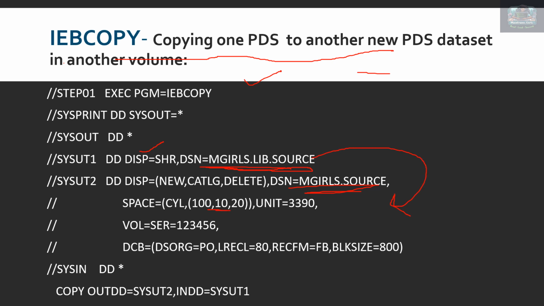This is some type of backup, or if you want to work on a new member and you don't want to disturb the old member, then you can do this, because there will be many PDSs where you don't want to disturb the original source file. So you can move it to this file, and this is the COPY parameter which you use. You say OUTDD, meaning to where the data should go, that is the DD statement SYSUT2, and INDD means from where the source is, SYSUT1. So this is how you can copy your data from one PDS to another PDS.